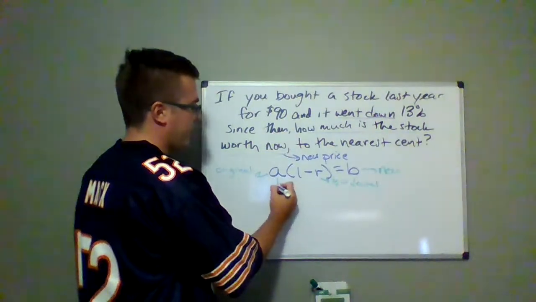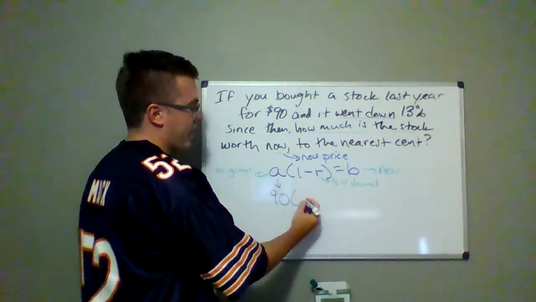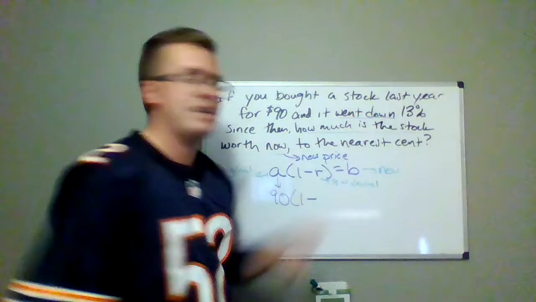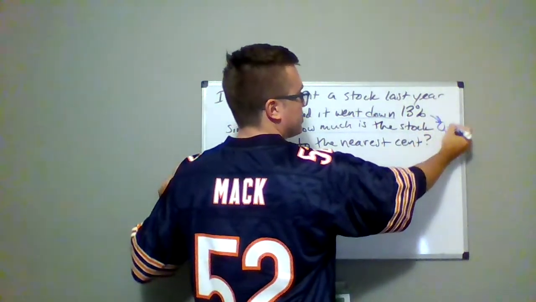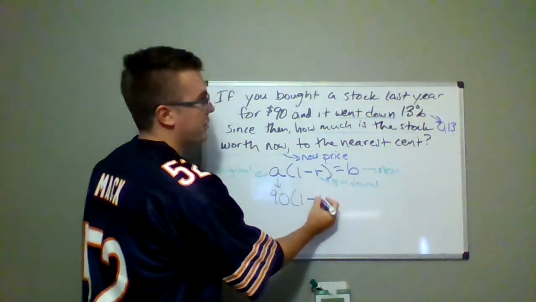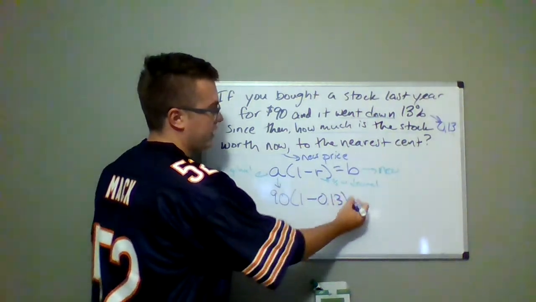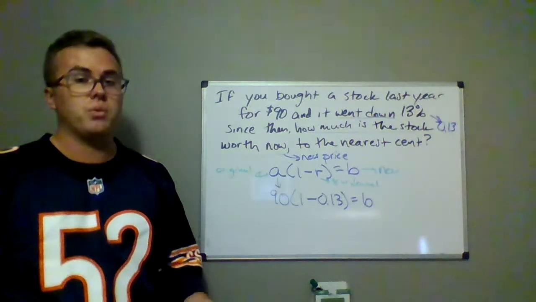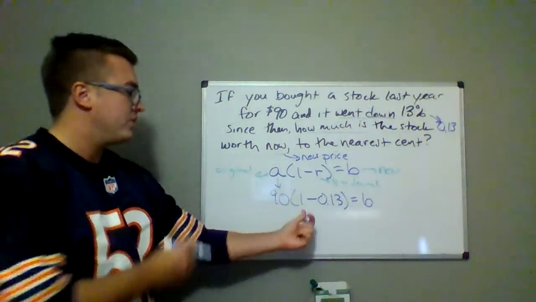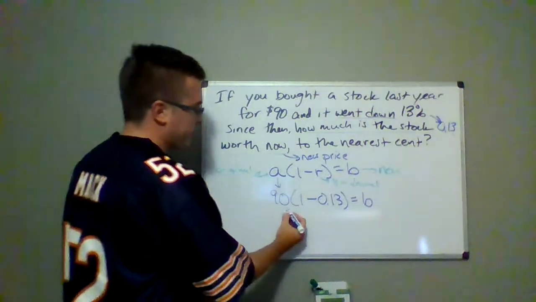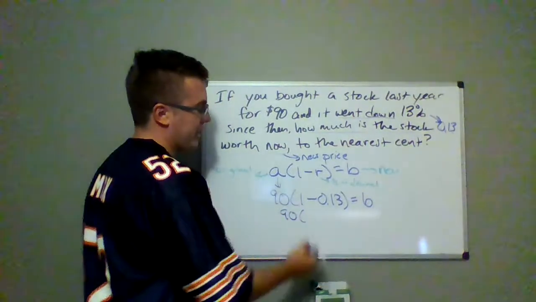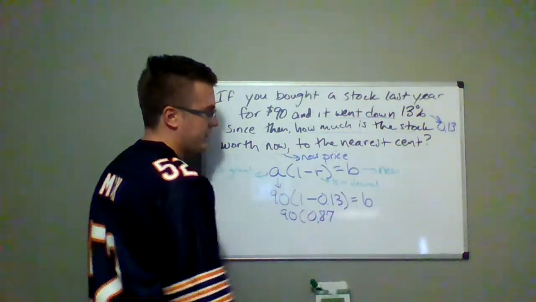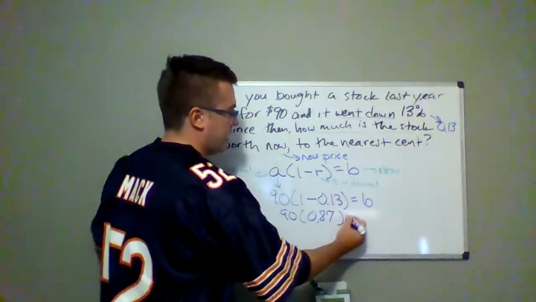I'm going to plug 90 in for A. Then I've got 1 minus my rate, which is 13, and 13 as a decimal is 0.13. So 90 times 1 minus 0.13 equals B, because we don't know B yet. Then we think, what does order of operations tell us to do? It's going to tell us to do what's inside the parentheses first. 1 minus 0.13 is 0.87, so 90 times 0.87 equals B.